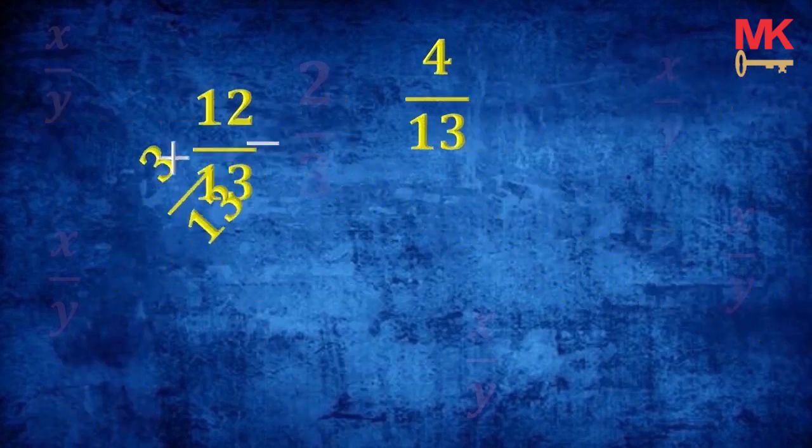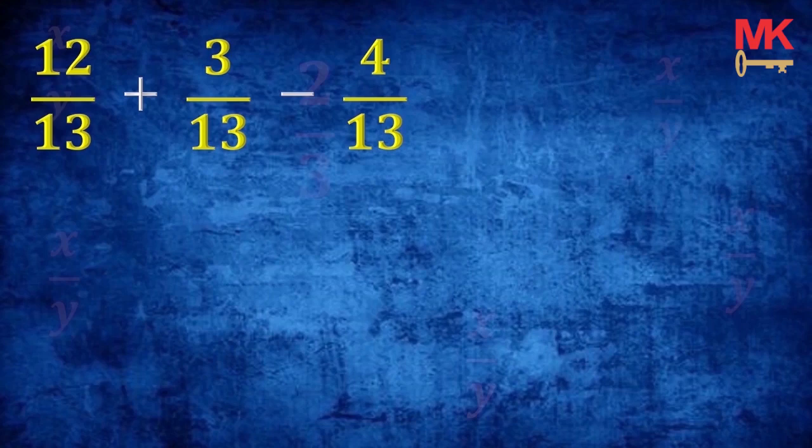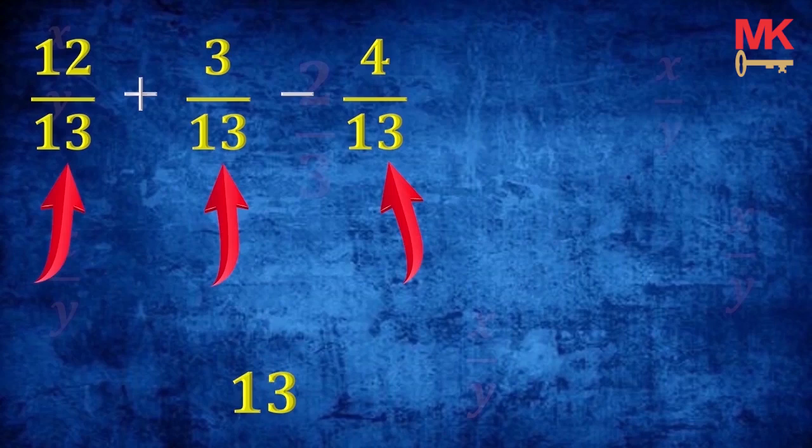Now, what about this example? 12/13 plus 3/13 take away 4/13. This is another example similar to the former, but now we have 3 fractions and 2 operations, addition and subtraction. The method is still the same. Now, in this case, the denominators are 13, 13, and of course 13. Just like our former example, the LCM here is going to be 13 since all 3 denominators are the same.